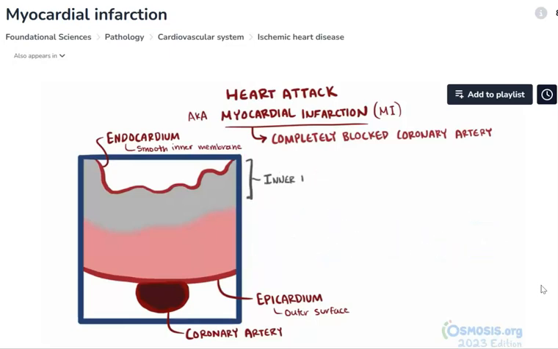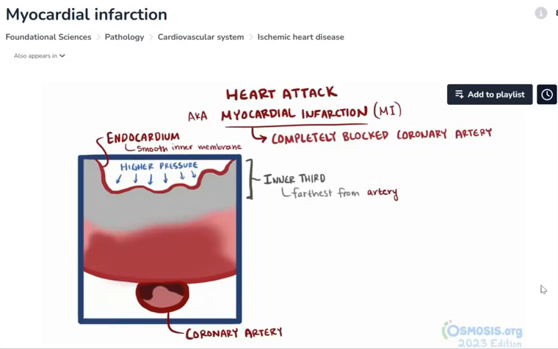The first area affected is the inner third of the myocardium, since it's the farthest from the coronary artery and the last area to receive blood, and it's subject to higher pressures from the inside of the heart. If the blockage suddenly lyses or breaks down and blood flow returns, sometimes patients' damage will be limited to the inner third, and this would be called a subendocardial infarct.